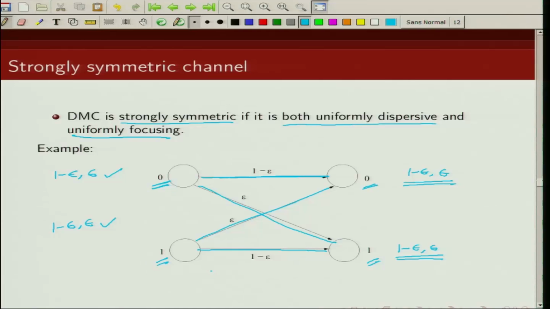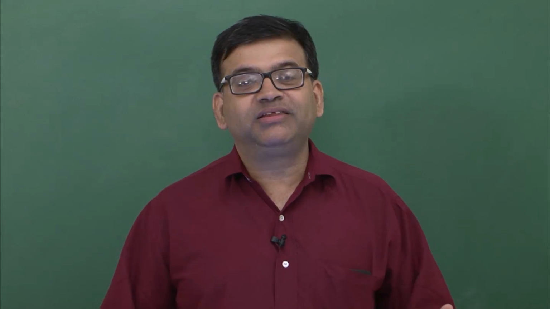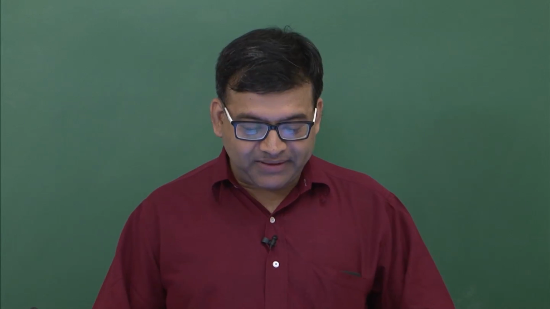In fact, this channel is what we call the binary symmetric channel. A binary channel: inputs are binary, outputs are binary, and it is symmetric. It is typically used to model an additive white Gaussian noise channel followed by hard demodulation. Since this channel is strongly symmetric, can we find out its capacity?